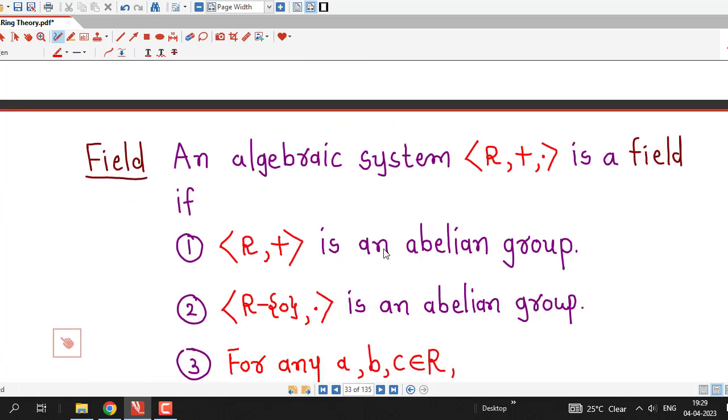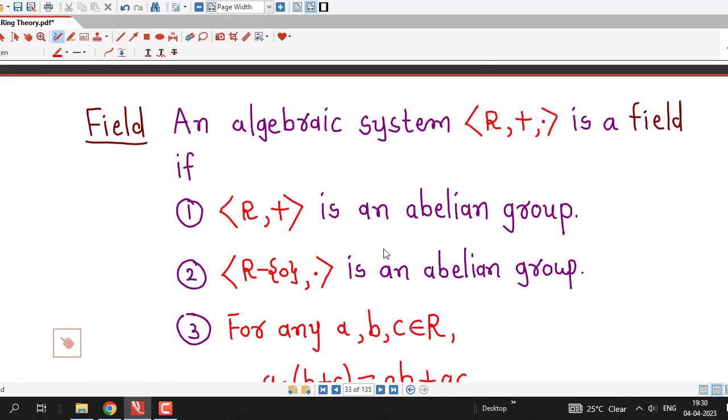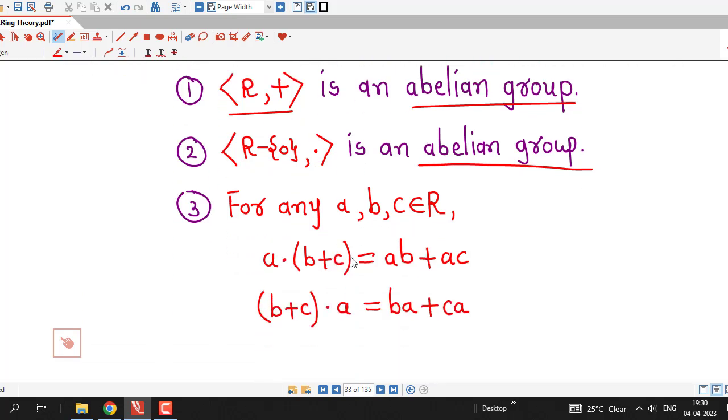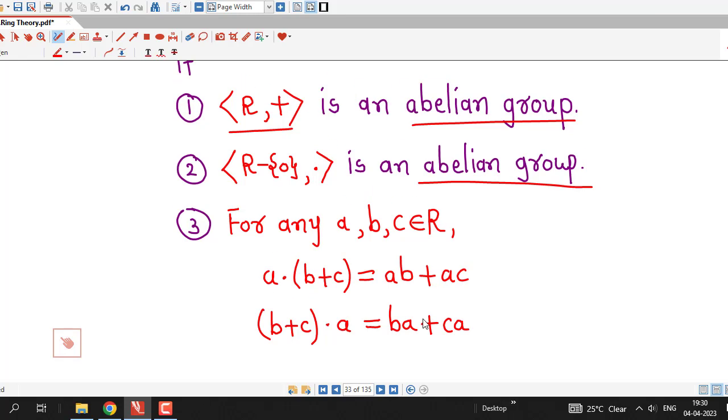Or we can write in this way also: an algebraic system R with addition and multiplication operation is a field if R with addition operation is an abelian group, R minus 0 with multiplication operation is also an abelian group, and for any A, B, C belongs to R, A dot (B plus C) equal to AB plus AC and (B plus C) dot A equal to BA plus CA.